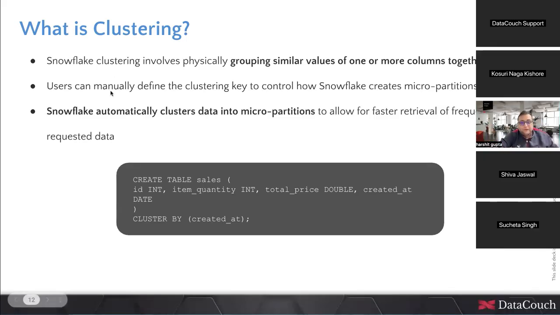Now, what are the benefits of using clustering within Snowflake? Snowflake users can manually define the clustering key to control how Snowflake creates micro partitions. So in Snowflake, we are going to create micro partitions. And what are these micro partitions?